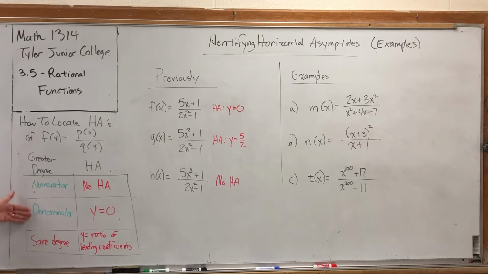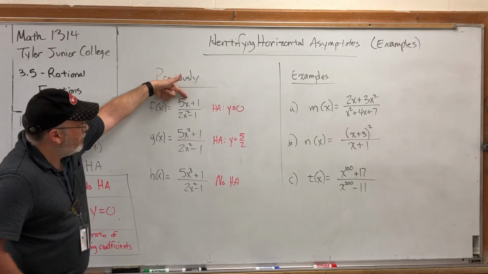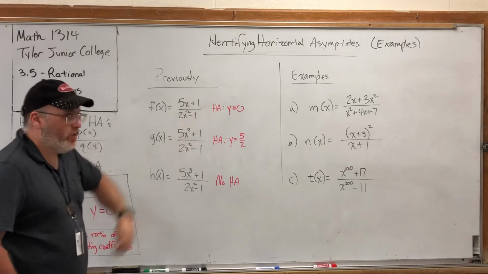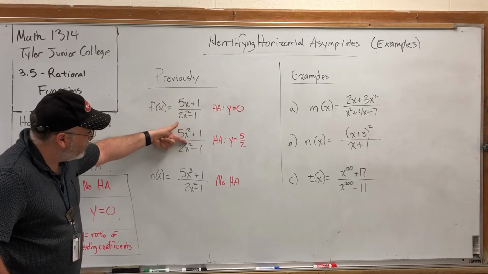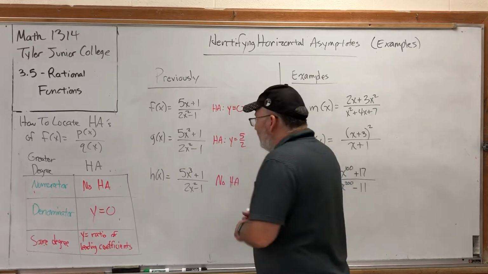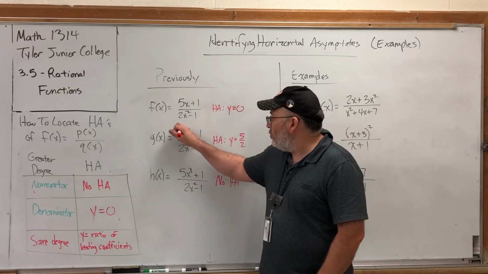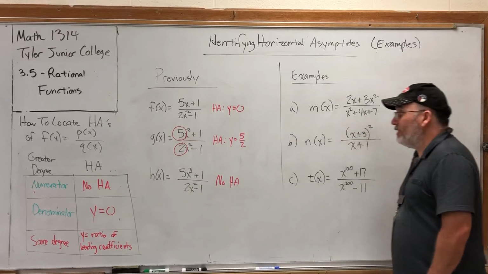However, if the greater degree is in the denominator, then the horizontal asymptote is always y equals 0, such as this first example. The degree in the numerator was 1, but the degree in the denominator was 2. The greater degree was in the denominator, so the horizontal asymptote was y equals 0. To get an answer besides those two, they have to have the same degrees. Notice in the second example, the degree of both the numerator and the denominator was 2. When that happens, the horizontal asymptote is y equals the ratio of leading coefficients. In other words, if the degrees match, that part is important, then your horizontal asymptote is simply the ratio of their coefficients, y equals 5 over 2. That's how easy it is to locate horizontal asymptotes.